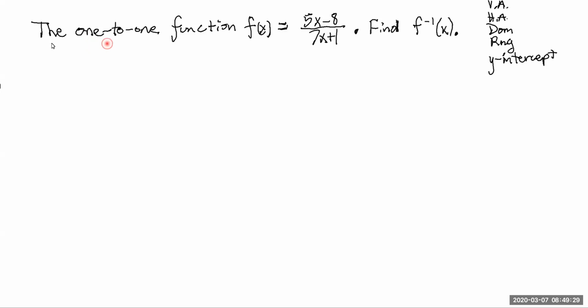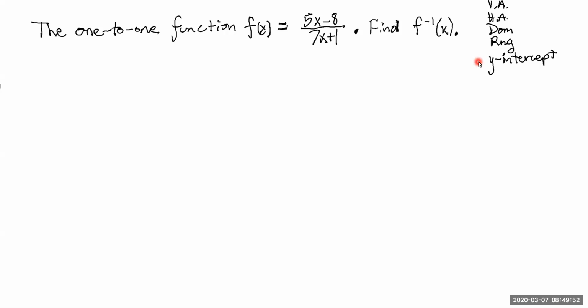All right, we are going to take this one-to-one rational function and we're going to find its inverse. We're actually going to find the inverse function of f of x. Along the way, or towards the end, we're also going to find the vertical asymptote, the horizontal asymptote, the domain, the range, and the y-intercept.